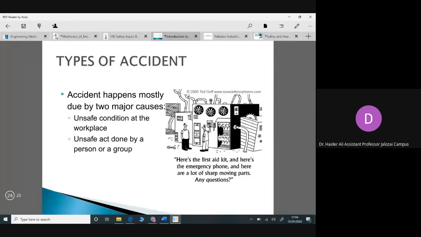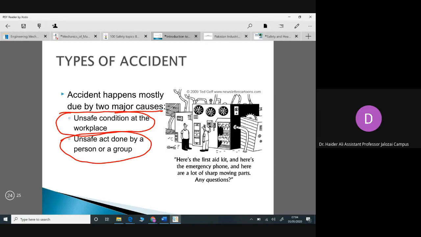Types of accidents. Now, accidents happen mostly due to two major causes. What are the two major causes? Either there is some sort of unsafe condition at the workplace, or there is an unsafe act done by a person or a group of people. So whether it's an existing unsafe condition at the workplace, or it is the fault of a person or a group of people that they did some sort of an unsafe act. Say you're working in an oil and gas industry and you are on the rig and all of a sudden you start smoking. Would that be a good choice? No, that's an unsafe act, right? Same way, there can be numerous examples of that.